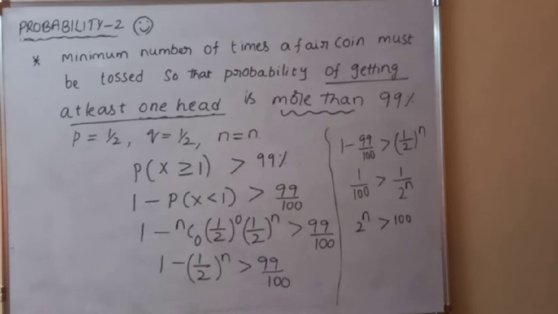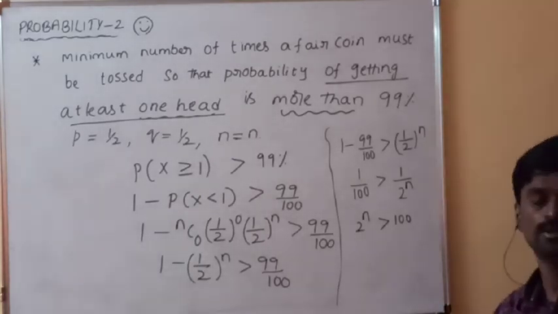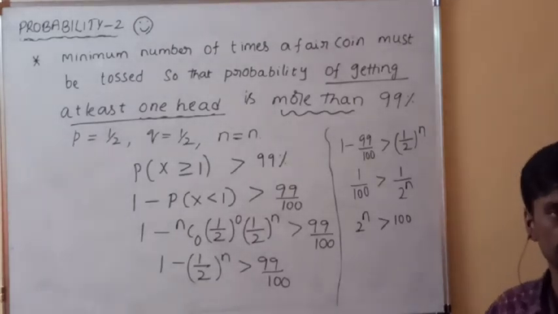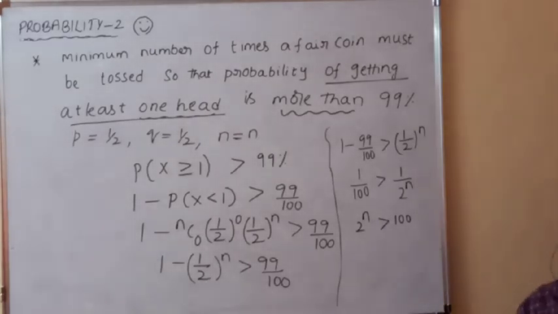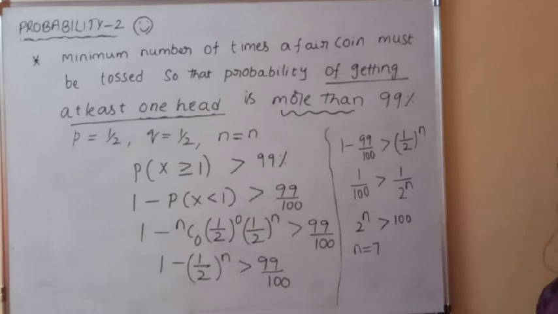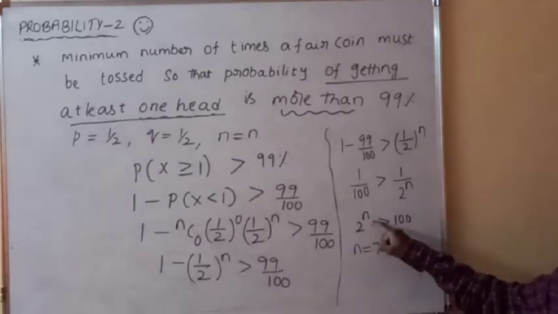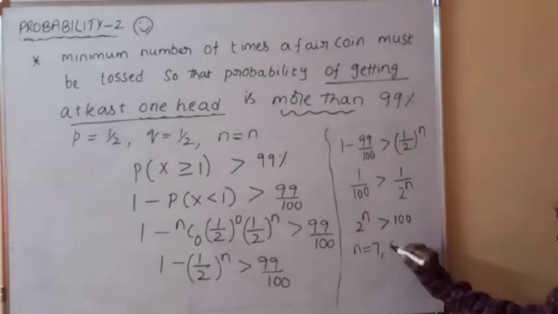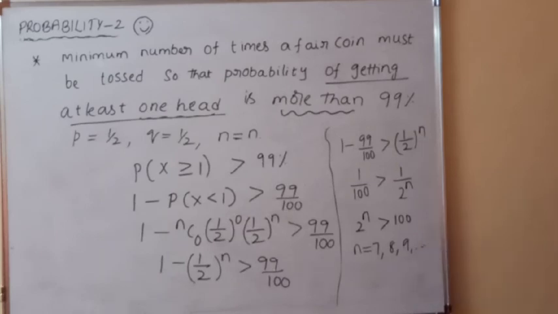Now you tell me, for what value of n is 2 power n greater than 100? Suppose if you take n value 1, so not 1, better you take directly 4: 2 power 4 is 16, 2 power 5 is 32, 2 power 6 is 64, 2 power 7, how much? 128. So if you take n value 7, 2 power 7 is 128, and 128 greater than 100 is correct. But if you take n value below 7, suppose n value 6, 2 power 6 is 64, and 64 greater than 100 is wrong. So n value 7 satisfies, 8 satisfies, 9 satisfies and so on.